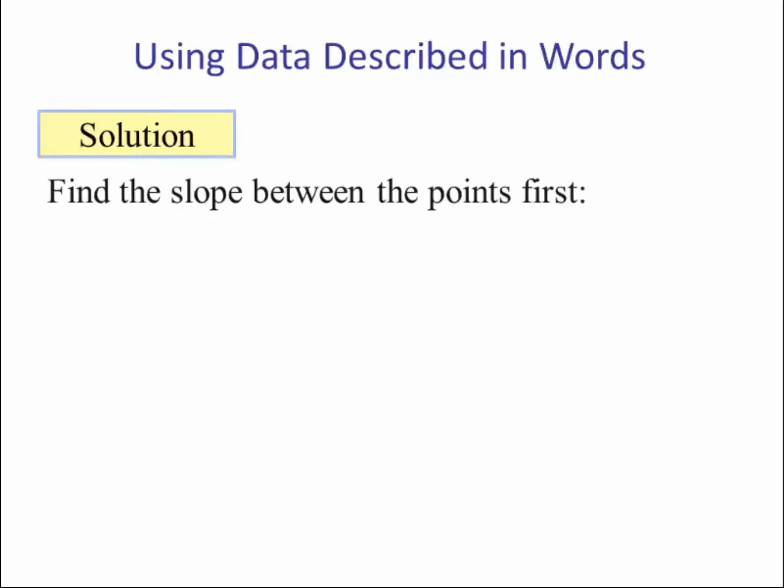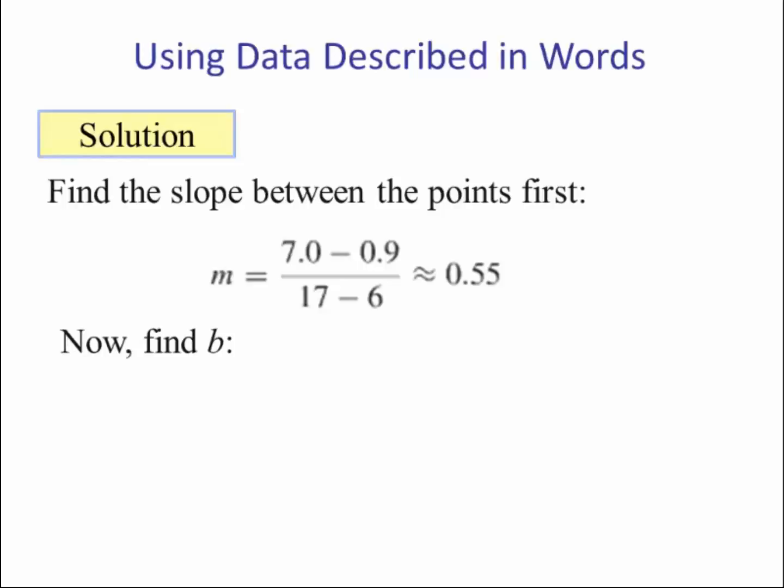Solution. We find the slope between the points first. 7 minus 0.9 over 17 minus 6, rounded off to 2 decimal places, is 0.55. Now we find b. So we use the point (6, 0.9). We have y equals mx plus b. The y in this case is 0.9 equals our slope 0.55 times our x, which is 6, plus b. We multiply. So we now have 0.9 equals 3.3 plus b.